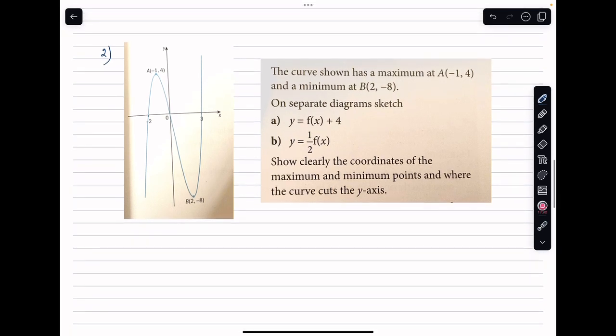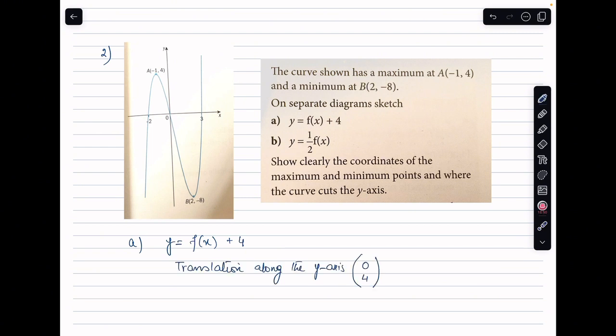For part A, y = f(x) + 4, it's just a simple translation. I can see that it's the same function, but there is a constant, which is a positive 4. So it's going to be a translation along the y-axis by (0, 4).